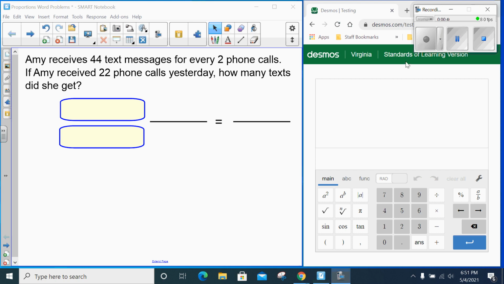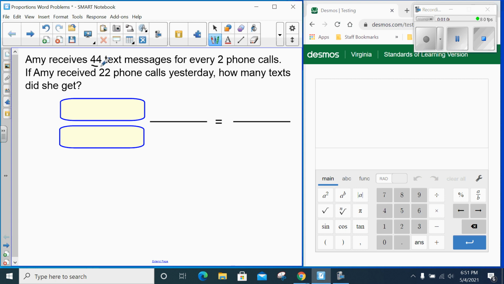So let's read this first problem. It says Amy receives 44 text messages for every 2 phone calls. If Amy received 22 phone calls yesterday, how many texts did she get? So because this problem's asking us to compare text messages and phone calls, I know I want to set up a proportion. So you want to draw this on your paper and then you want to put your labels in front. What words or units are they asking us to compare?